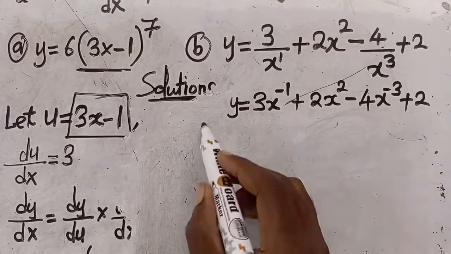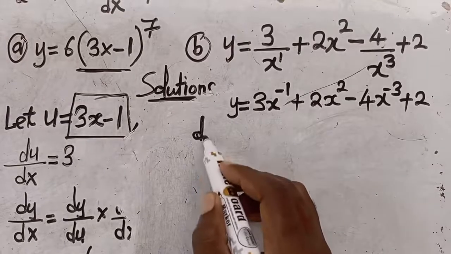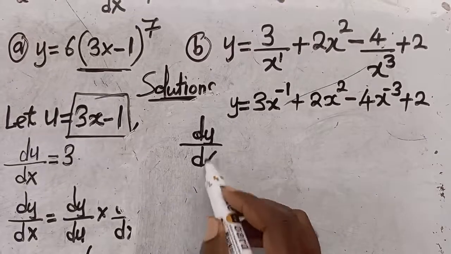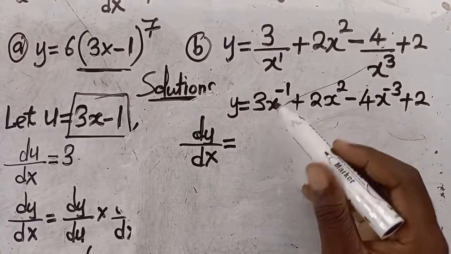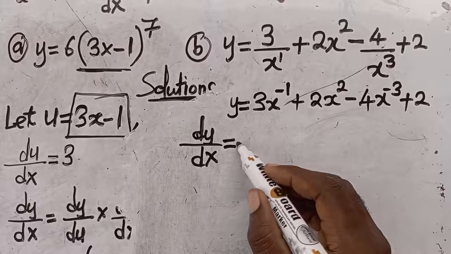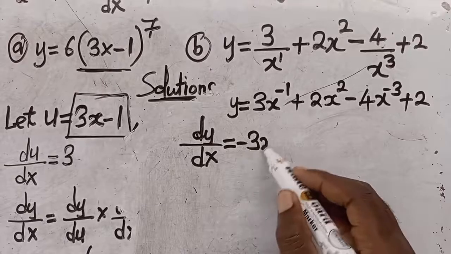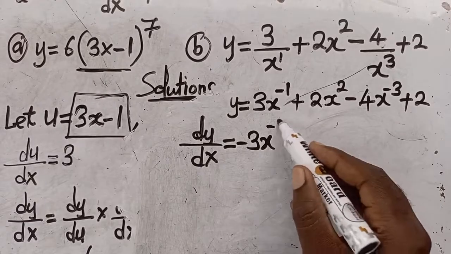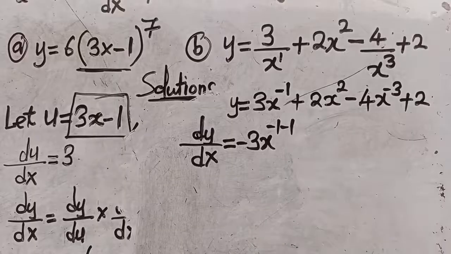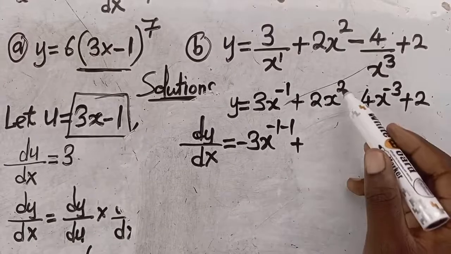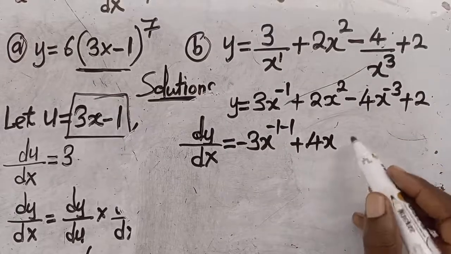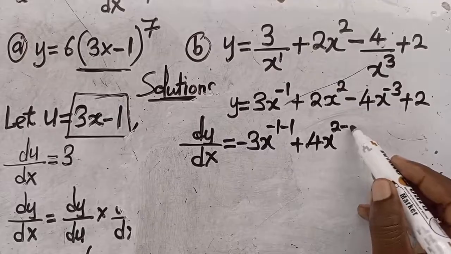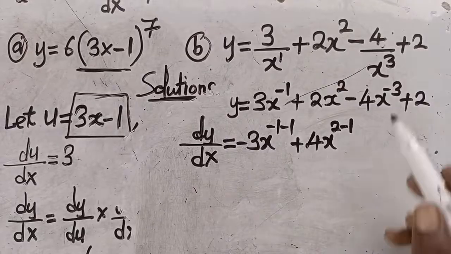So here we say dy dx is equal to, we are multiplying negative 1 times 3. This is negative 3x to the power negative 1. We say minus what? 1. We remove a 1. Plus 2 times 2, 4. I say 4x. Then 2, I remove a 1.